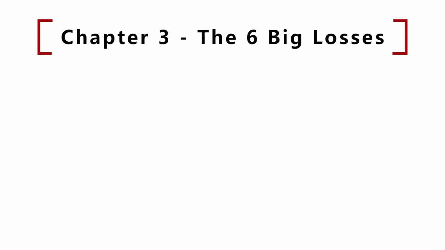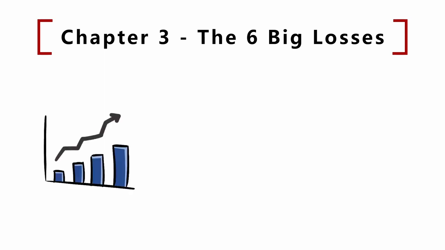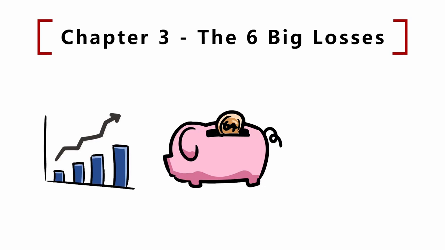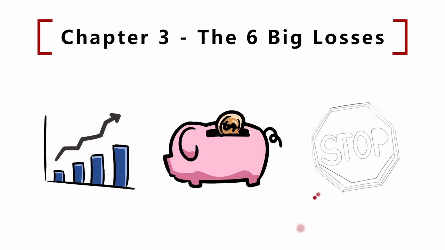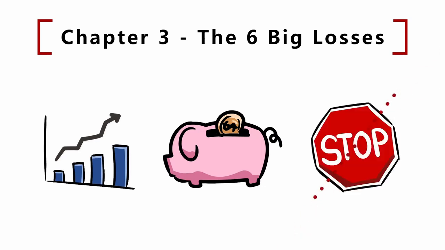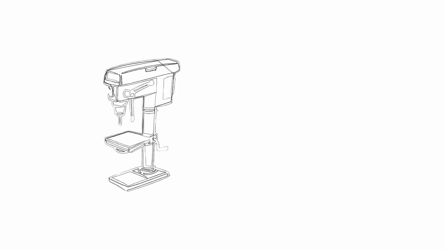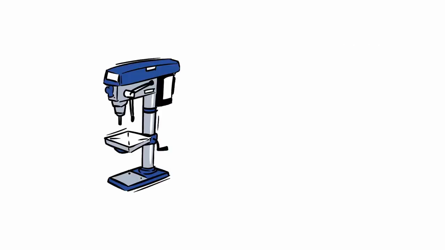Chapter 3. The 6 big losses. It should now be clear to you that one of the purposes of the TPM is to make plants more efficient. By having more efficient systems, you can work more peacefully and help increase company profits. Making plants more efficient means eliminating the losses that reduce efficiency in general. For machinery, losses are classified into 6 categories.